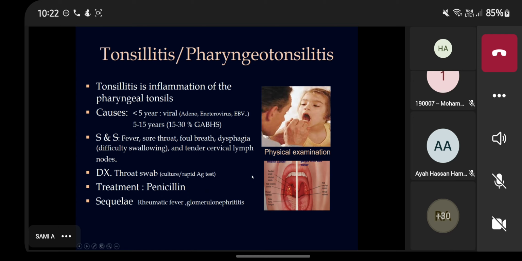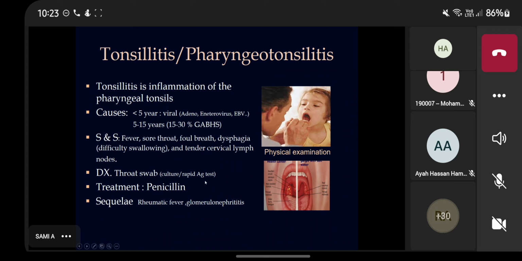Now, if you want to confirm the diagnosis, you can do a culture or you can do a rapid antigen test. Rapid antigen test can be very useful. The test has very high specificity, above 95%. But keep in mind, whenever you do the throat swab, you need to rub the tonsil, not just take it from the mouth secretion. Rubbing the tonsil will improve your ability to get an accurate result. So if you do the rapid antigen test and it's positive, you make your diagnosis.